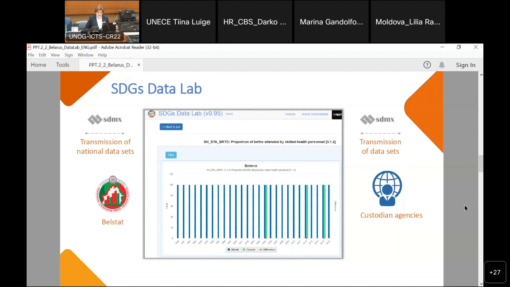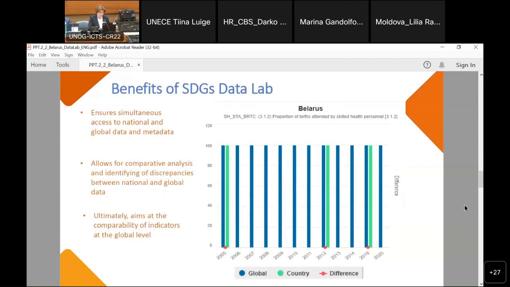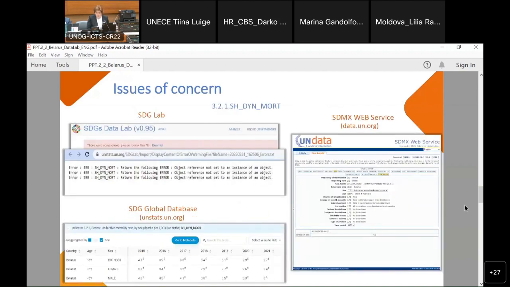The skills of the Data Lab and of the use of the SDMX format were obtained by us through, for example, the training course that was organized by the Eurasian Economic Commission jointly with the UNSD.